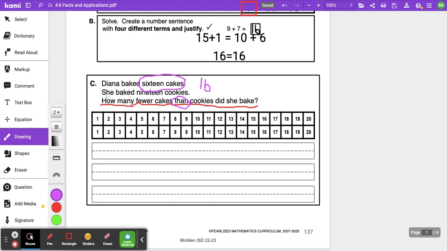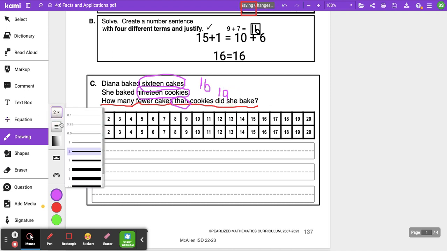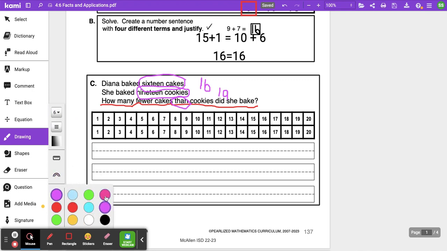The next line says she baked 19 cookies. It's important that it's 19 cookies. So the next number was 19. So she baked two different things, cakes and cookies. And now we want to mark down here. So we want to compare them. Let's first say that the 16, we're going to put it here in this magenta color.